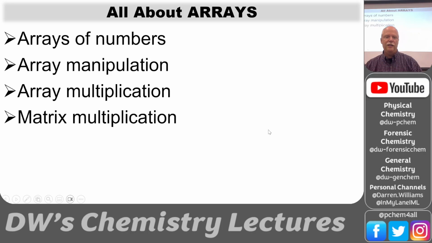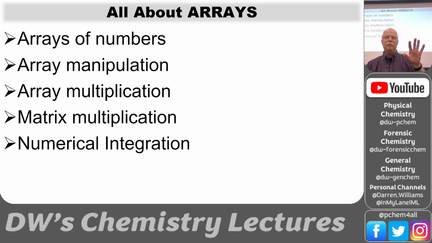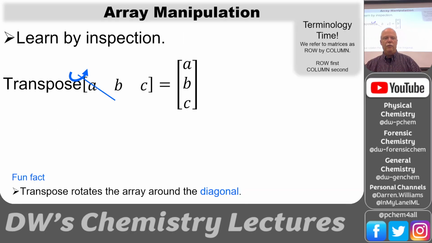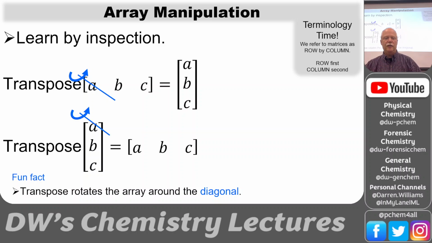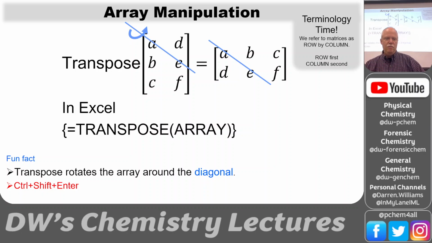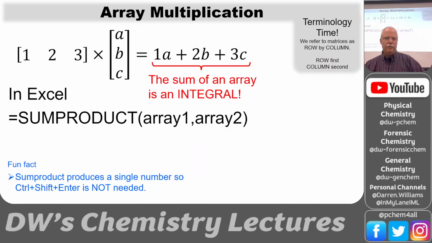Okay, this is all about arrays, that matrix multiplication. This is in the boot camp, so I'm just going to breeze through it. You have the columns and the rows, and we always refer to matrices as row first, row by column. Okay, and then we learn by inspection. The transpose flips these things. So we transpose things with the diagonal elements A and E, so we flip them on that diagonal. And then notice that anytime we have vector multiplication or dot products, we end up with the sum. And so that sum can represent an integral.